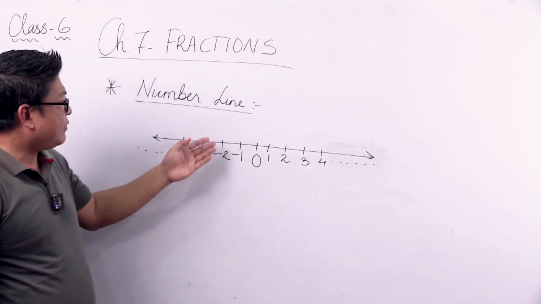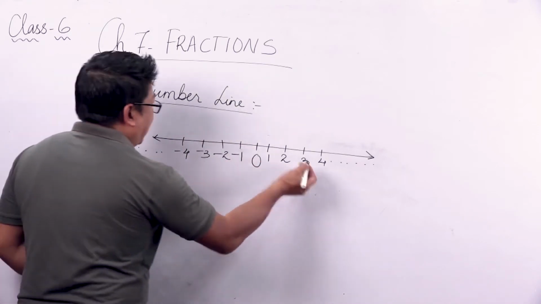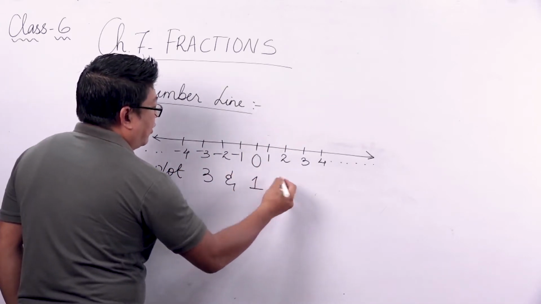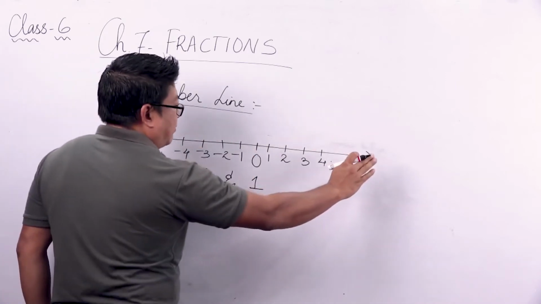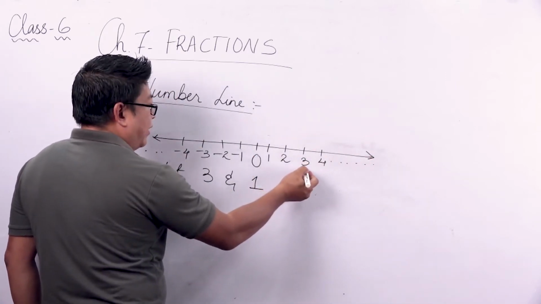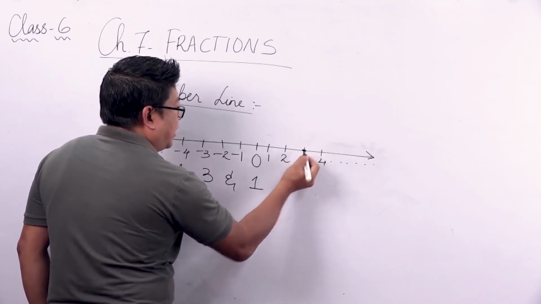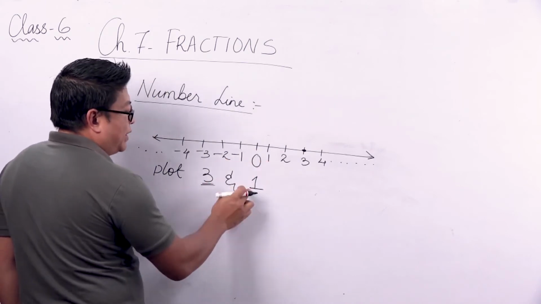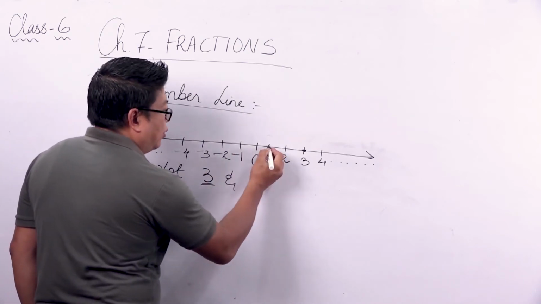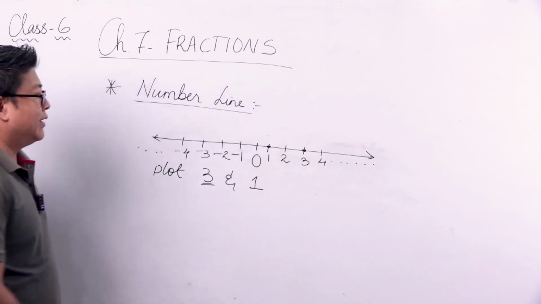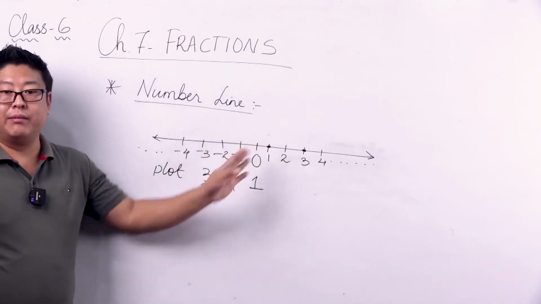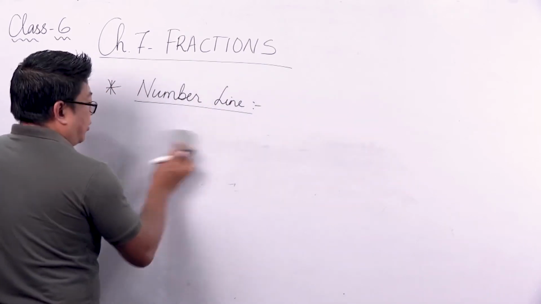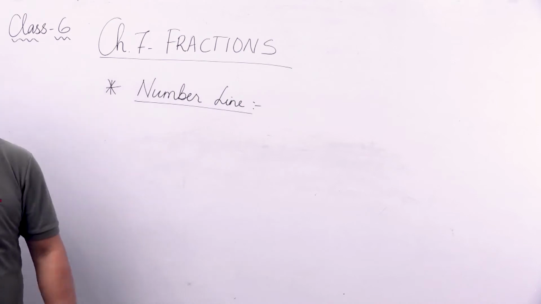Now, we know how to, for example, if they ask us to plot 3 and 1 on the number line. So if you draw this number line, you can identify 3 here. So this is your 3, right? And for 1, there's a 1 and minus 1. We just need 1, no minus sign. So we will plot like this, right? So this is how we plot numbers on the number line. But now we're going to learn how to plot fractions on the number line.